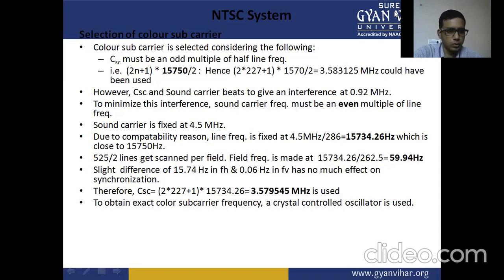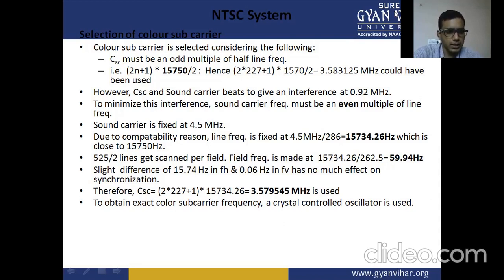That is (2n plus 1) into 15,750 upon 2. Hence, (2 into 227 plus 1) into 15,750 upon 2 equals 3.583125 megahertz would have been used.